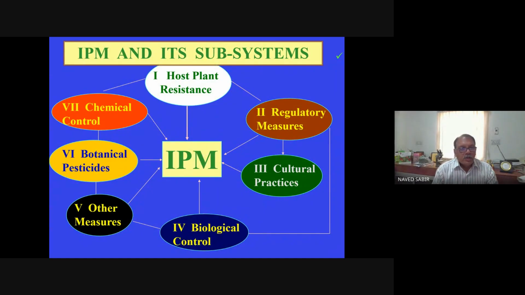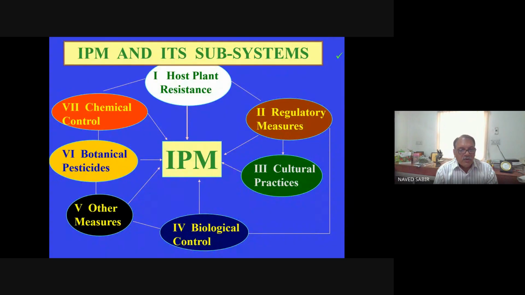The main components of integrated pest management included host plant resistance, regulatory measures, cultural practices, biological control, botanical pesticides, and chemical control. So you develop an IPM module which encompasses everything from environment to the system to the component to the inputs, which will be expected to control the pests that you face.